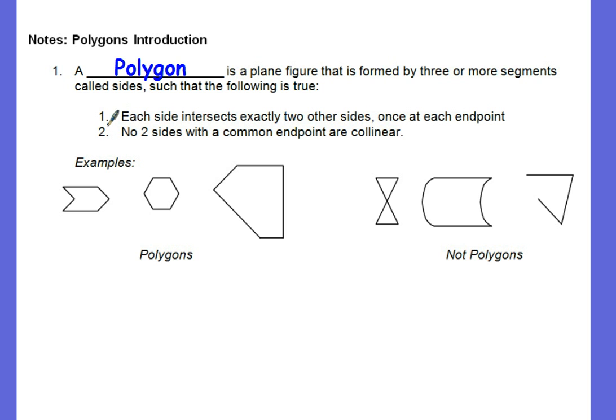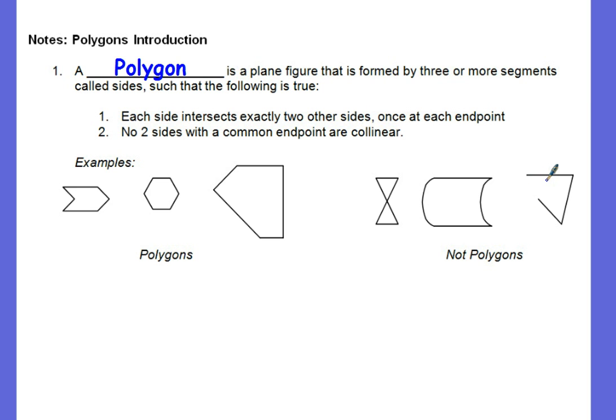And it gives you 2 things here. First one, each side intersects exactly 2 other sides once at each endpoint. Okay, so you can clearly see, like in this example over here, they're not intersecting at their endpoints, so of course it would not be a polygon because you got this little gap right here.